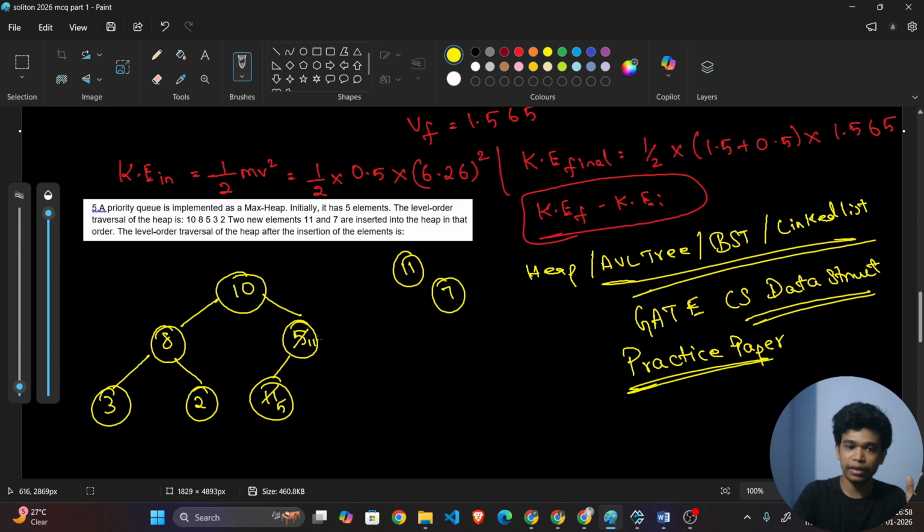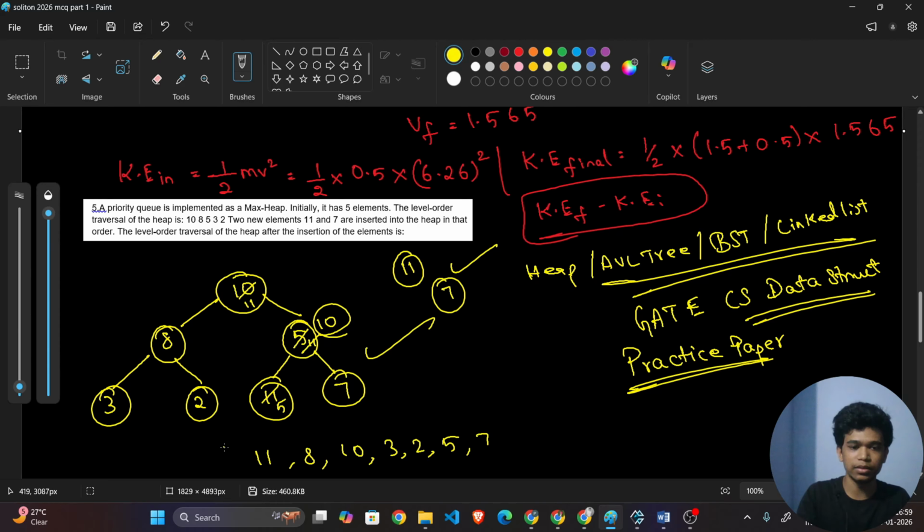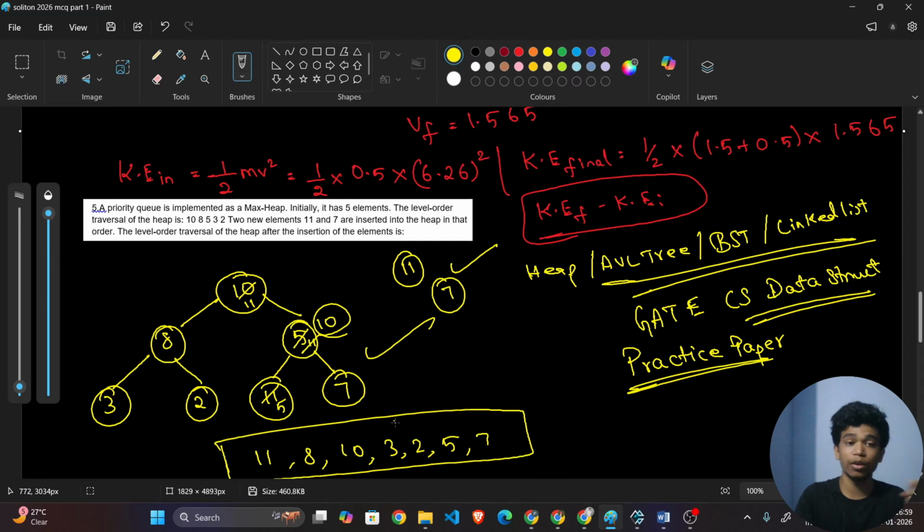Again, is 10 greater than 11? No, which means you want to swap it. So here comes 10 and here comes 11. Again, do we want to check anything? No, that's it. Now it is 7. When it is 7, you add again here only. Now check whether 10 is greater than 7. Yes. So don't worry, just leave it as it is. So what is your level order traversal? It will be 11, then 8, then 10, then 3, then 2, then 5, then 7. So this is the level order traversal of the heap after inserting these 2 values.